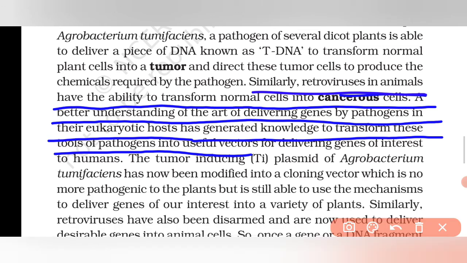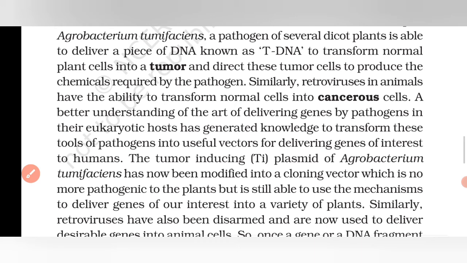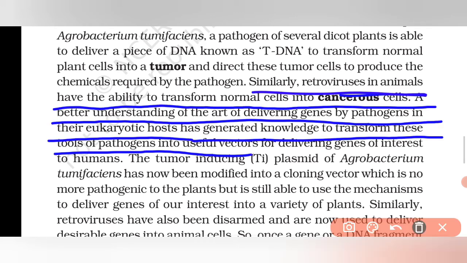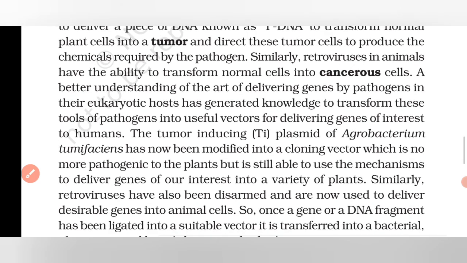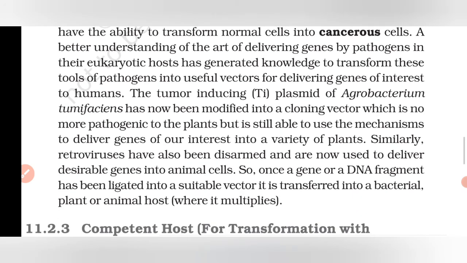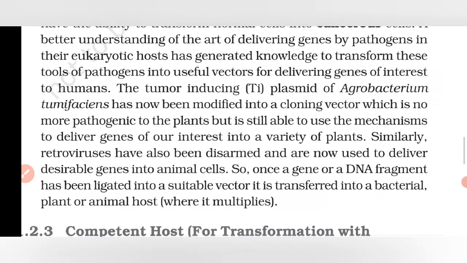A better understanding of the art of delivering genes by pathogens to the eukaryotic host has generated the knowledge to transform these tools of pathogens into a useful vector for delivering genes of interest to humans. The tumor inducing plasmid, or Ti plasmid, of Agrobacterium tumefaciens, which has a T-DNA, has now been modified into a cloning vector which is no more pathogenic.